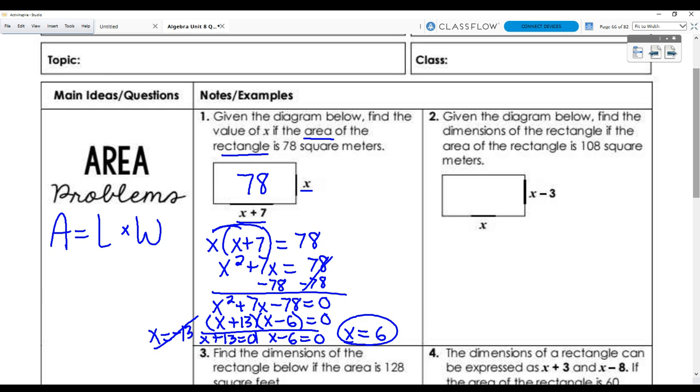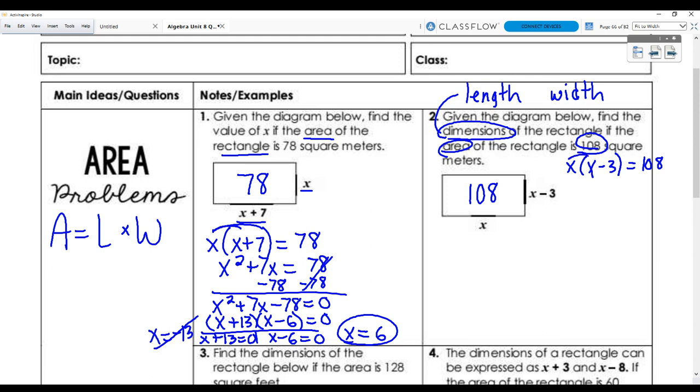Given the diagram below, find the dimensions. So this time we're trying to find length and width. The dimensions of a rectangle are its length and its width. If the area of the rectangle is 108 square meters, so 108. Let's remember the area formula is length times width equals area. And distributing the x to both terms, we have x squared minus 3x equals 108.